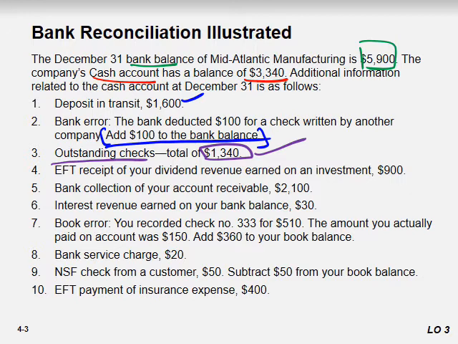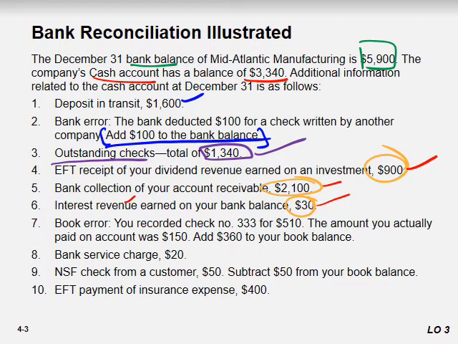Number four is EFT, electronic fund transfer, which is not recorded in our cash book. So it is automatically received. We receive a dividend on our investment of 900, and then the bank collected on our behalf $2,100. We authorized the bank to collect our accounts receivable, 2,100. Which means we don't know, we authorized our bank. So this is a missing part in our cash book. This is also a missing part in our cash book. Interest revenue earned on your bank balance, we just came to know through the bank statement. So we will add it because this is revenue. We will add it in our cash book as well.